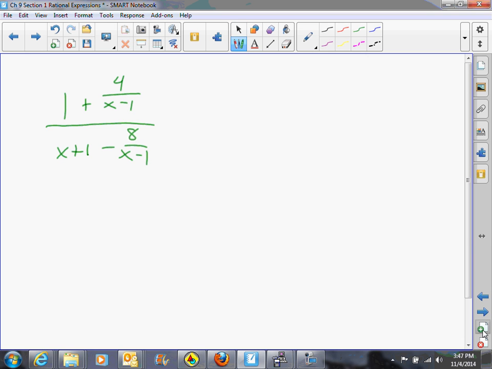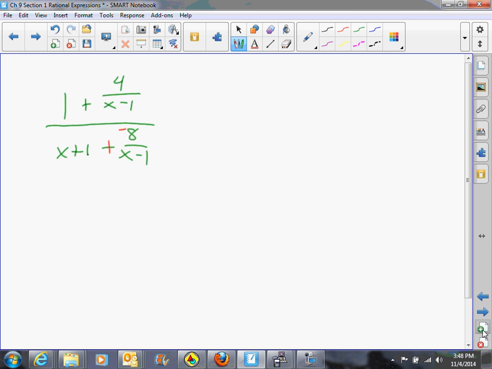Oh, let me just mention this too. Before you start, notice here we're subtracting this fraction 8 over x minus 1. Now, that is a mistake just waiting to nab you. So what I recommend that you do whenever you have a minus sign out in front of a fraction, make it a plus and apply that negative sign to the numerator. Don't apply it to both the numerator and denominator. That would be very bad. Okay, so now what I have is 1 plus 4 over x minus 1 over x plus 1 plus negative 8 over x minus 1.